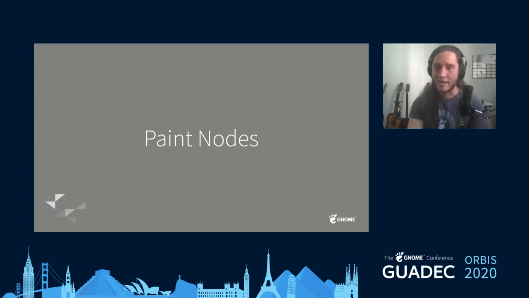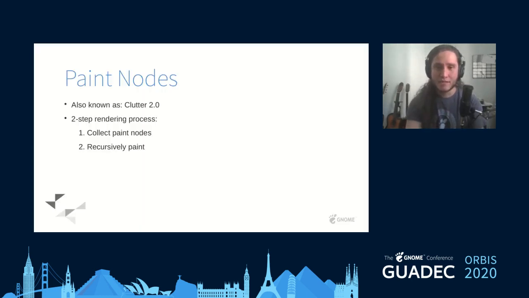Next topic is paint nodes. So paint nodes are basically the core of what was going to be Clutter 2.0. And it's composed basically of a two-step rendering process. So first we go through all the UI elements around and ask them and collect the paint nodes, which are basically operations on how you want to draw. And then after the collecting phase, you go to the painting phase, where we go through each node and ask them to do what they want to do.